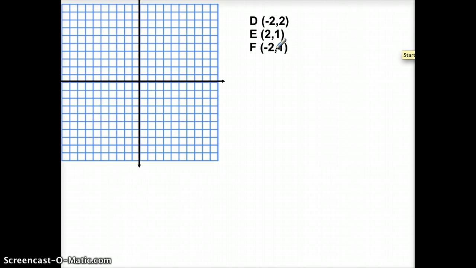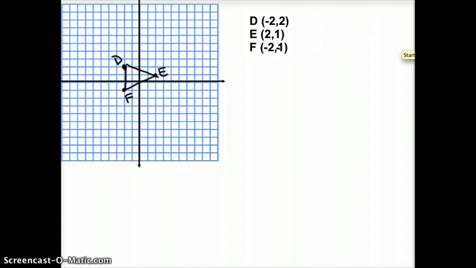So the first thing you want to do is graph your original figure. So I'm going to graph D at (-2, 2). Call that D. E is going to be at (2, 1). And F is going to be at (-2, -1). Okay, and it said it's a triangle, so it would be good of me to connect these points and make my triangle. And then I'm going to try to dilate it. I'm going to try to make it bigger by a scale factor of 3.